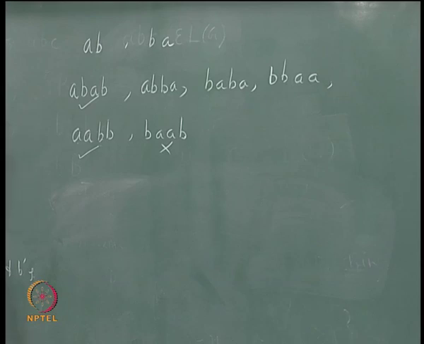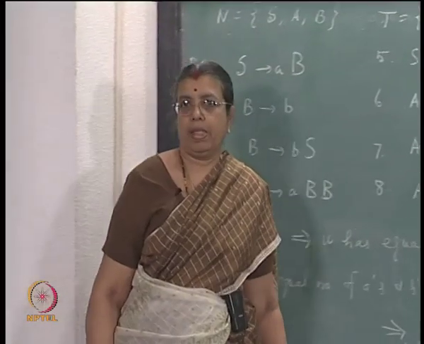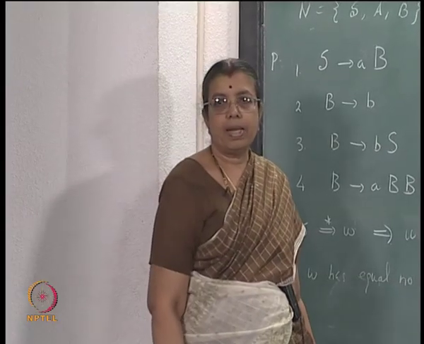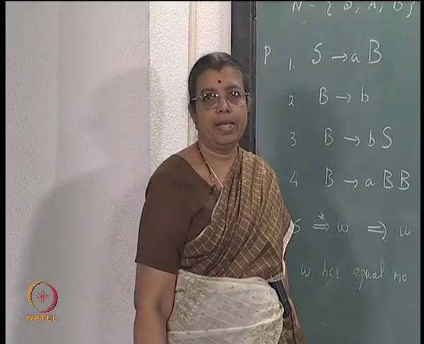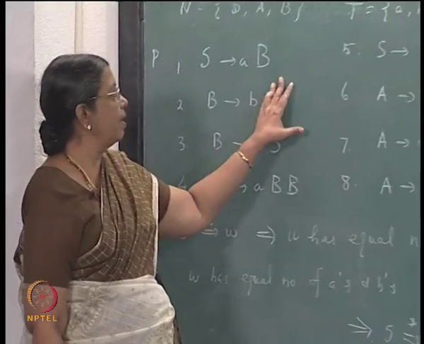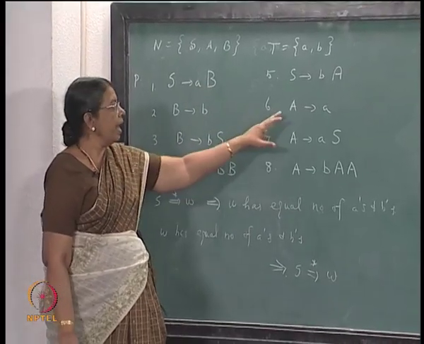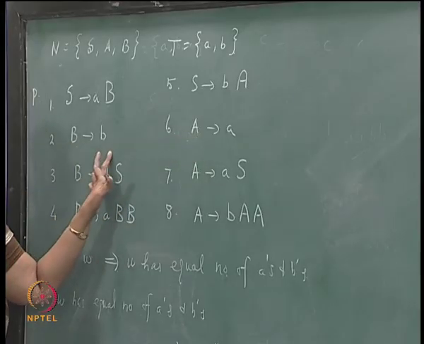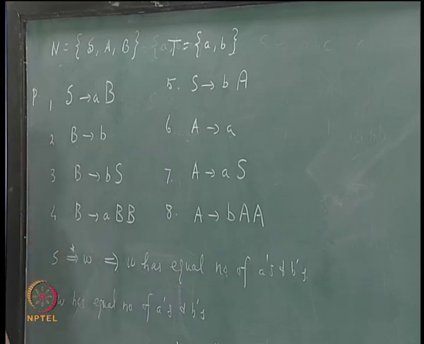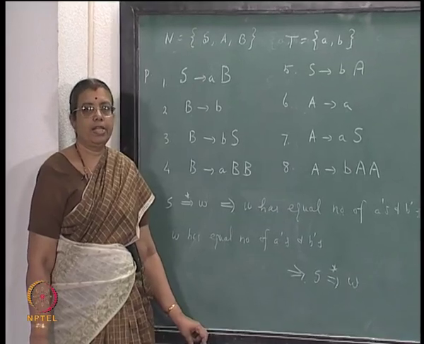Now, one more point to note is, can this grammar generate the empty string? This grammar cannot generate the empty string. The smallest string generated by the grammar is of length 2, A B or B A. A alone can derive A, B can derive B, but from S the smallest string derivable is of length 2, A B or B A.